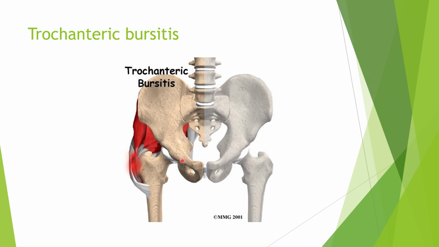This is a picture of the trochanteric bursitis. This is the trochanteric bursa which is inflamed. Inflammation of the trochanteric bursa may result from repetitive actions such as climbing while carrying heavy objects. The gluteus maximus moves back and forth over this bursa, leading to the inflammation.